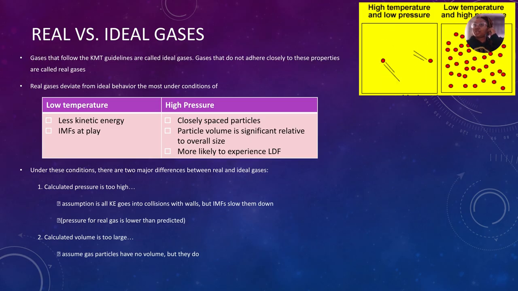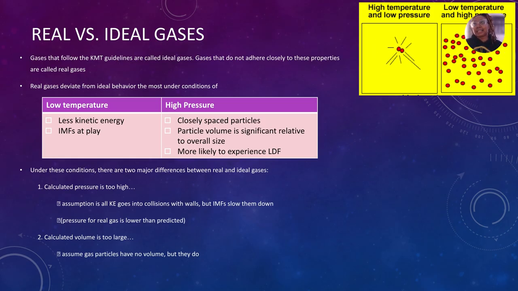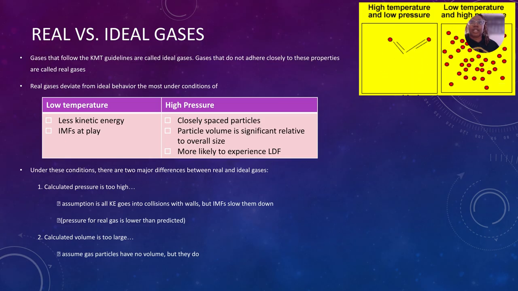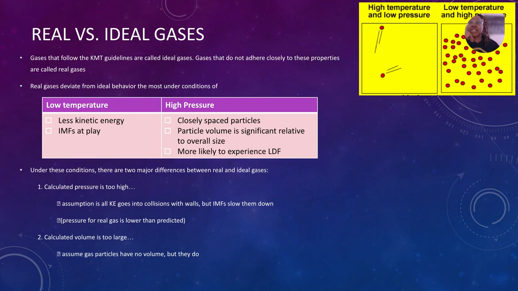So here's what's true. This is why this is in this picture. Real gases deviate from ideal behavior under conditions of low temperature, where there's actually less kinetic energy because there are intermolecular forces at play, right? If there's a higher pressure, the particles are super close together. The particle volume is significant relative to the overall size, and they're more likely to have London dispersion forces.